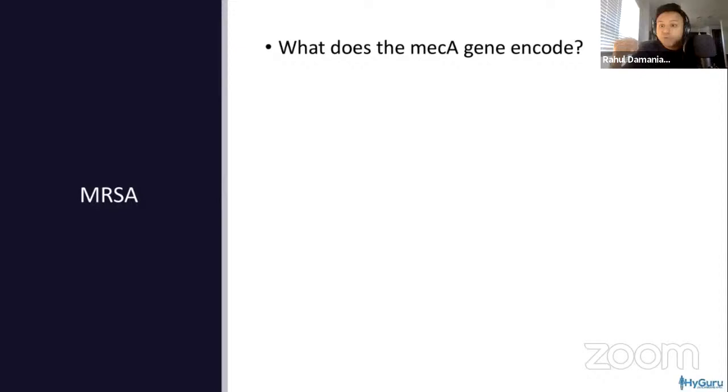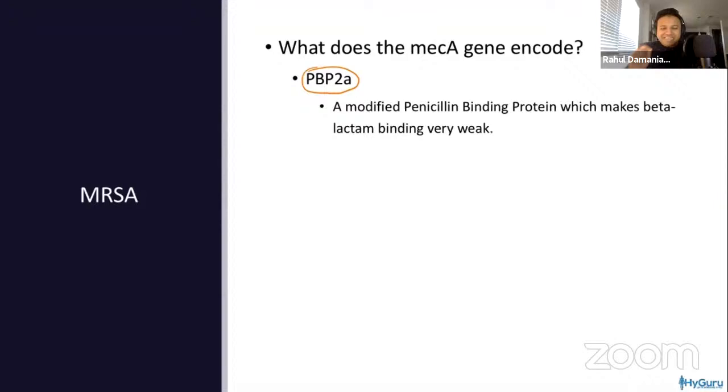The USMLE loves for you to know the pathophysiology of MRSA. So what does the mecA gene encode? Well, it encodes this penicillin-binding protein 2A. And this is a modified penicillin-binding protein, which makes beta-lactam binding very weak. Remember, beta-lactams bound to penicillin-binding protein subsequently inhibit your cross-linking, and thus you don't get a nice peptidoglycan membrane. And so when you have this mecA gene, that then confers this penicillin-binding protein 2A, and an altered penicillin-binding protein, just put this into your mind, is the basis behind MRSA.